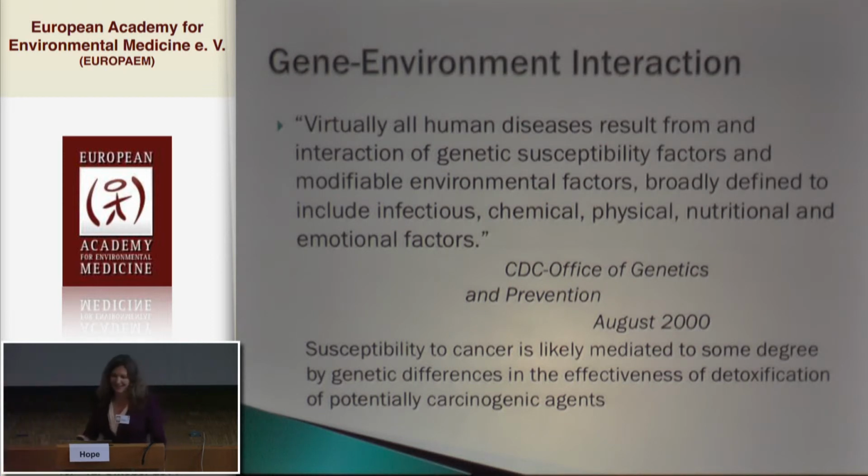Okay, sorry about that. So I'm going to start with something we all know. This is a quote from the CDC. Virtually all human diseases result from an interaction of genetic susceptibility factors and modifiable environmental factors, broadly defined to include infections, chemical, physical, nutritional, and emotional factors. This is important since susceptibility to cancer is likely mediated to some, or probably a large degree, by genetic differences in the effectiveness of detoxification of potentially carcinogenic agents.